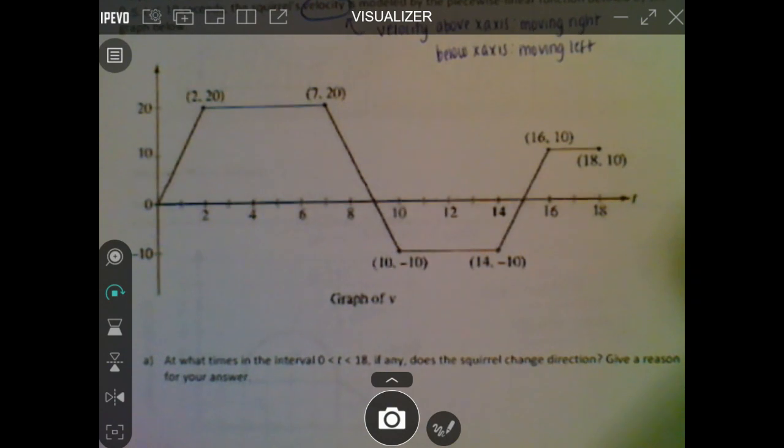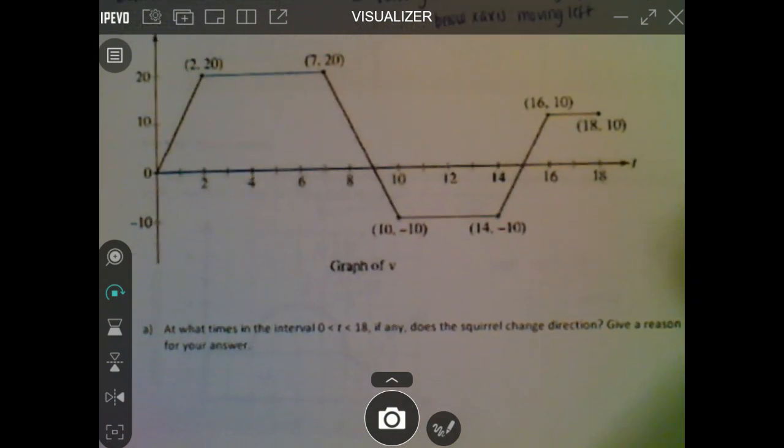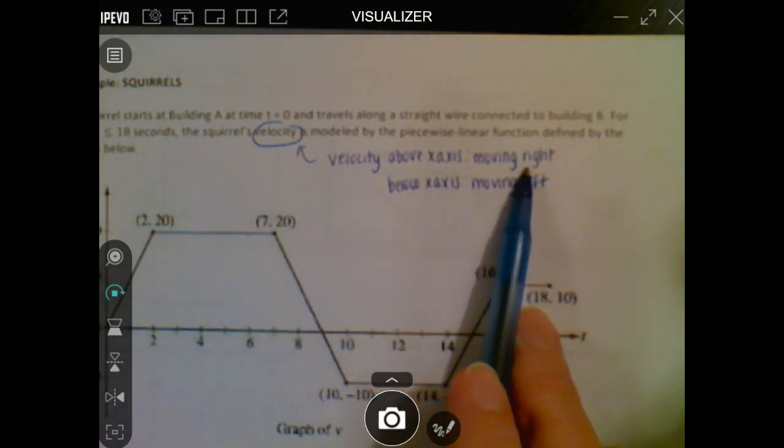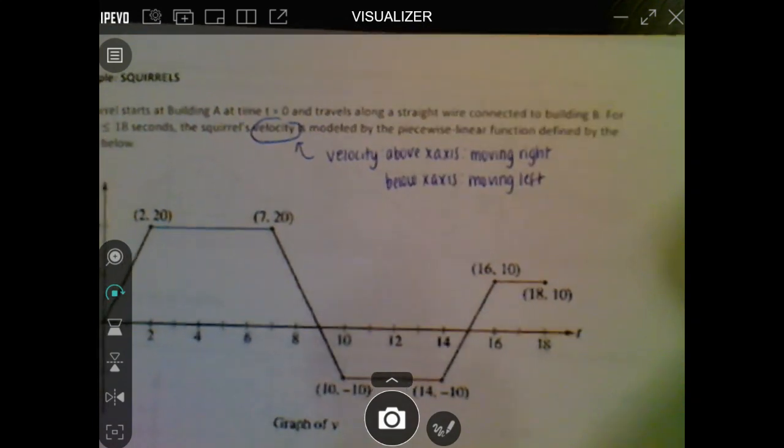Okay, so we're asking at what times in the interval does the squirrel change direction? And we need to give a reason for this. We know that above the x-axis we're moving to the right, but when we fall below the x-axis we're moving to the left. That must mean that where we're changing directions is where we're crossing the x-axis, because if we're moving to the right and then suddenly moving to the left, we must have changed directions here, and then here, if we're moving to the left and then suddenly moving to the right, we must have changed directions here.